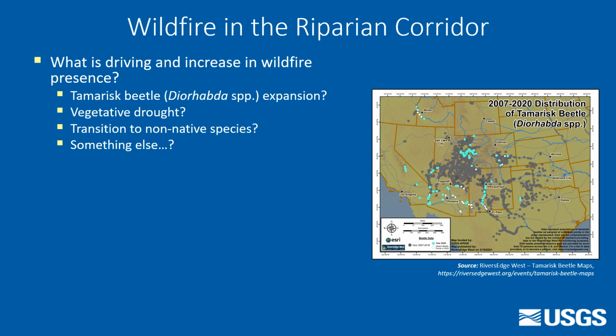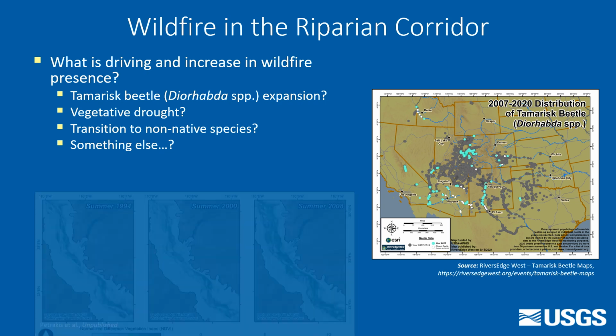So this is a product produced by Riverside West showing the tamarisk beetle spread over time from year to year. So as of 2020, using this distribution map, the beetle was not quite at our location. It was still a little further east from where the study area is. However, recent unverified observations from this year suggest that it may be even closer at this point. So the beetle ultimately defoliates the vegetation, which may increase fire risk.